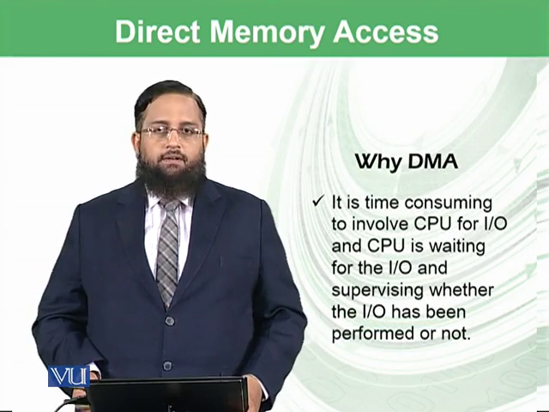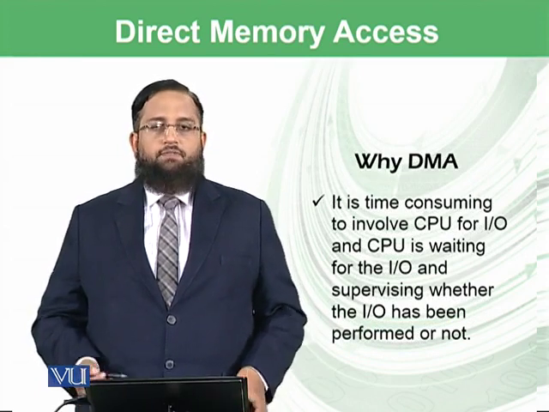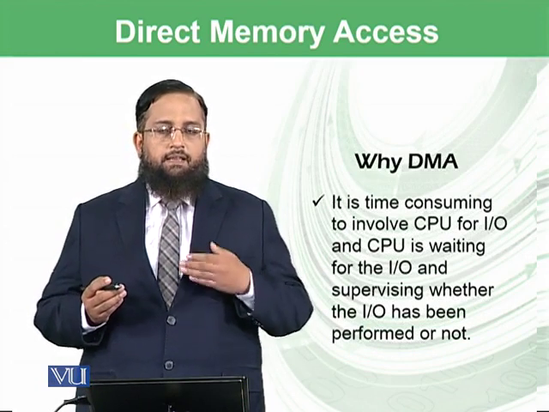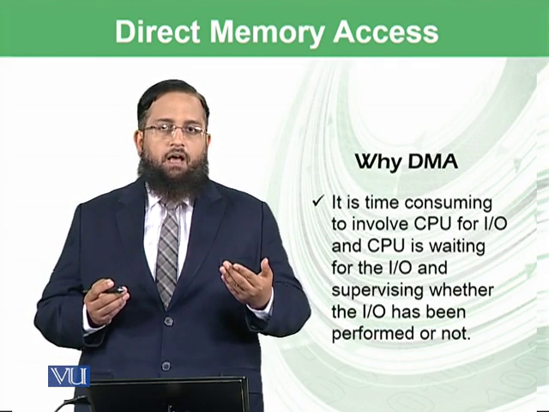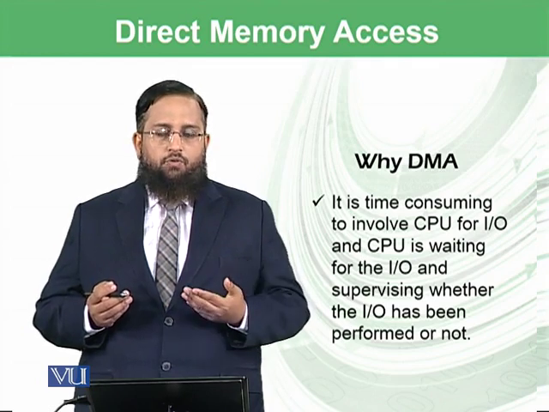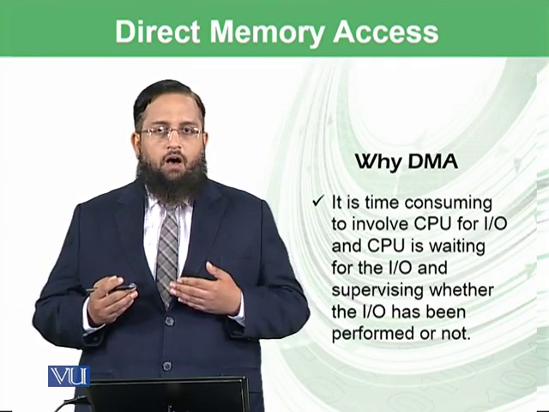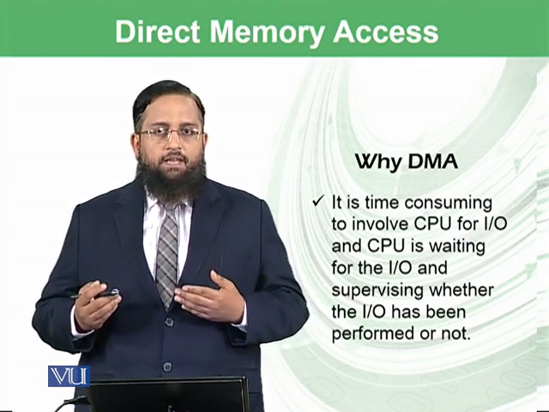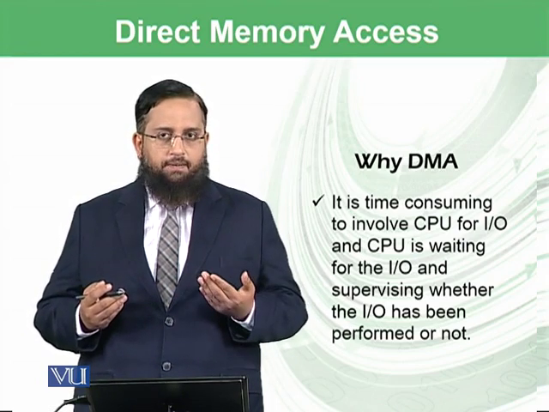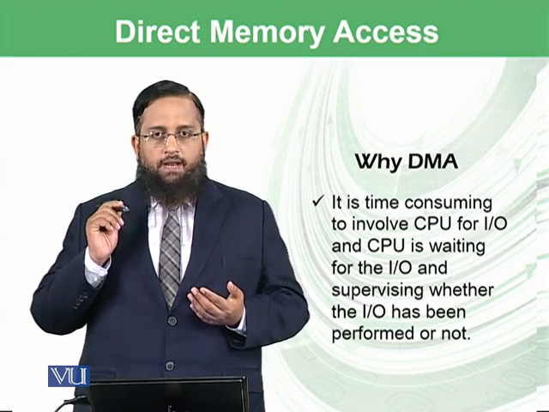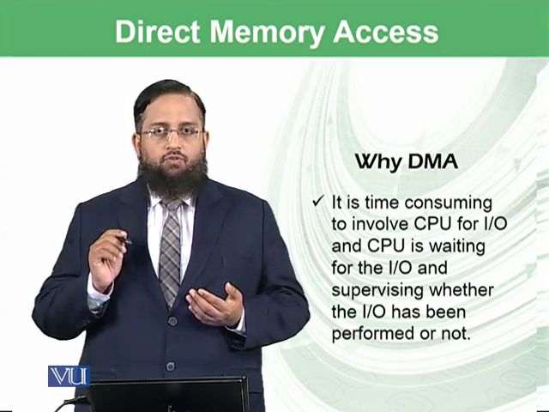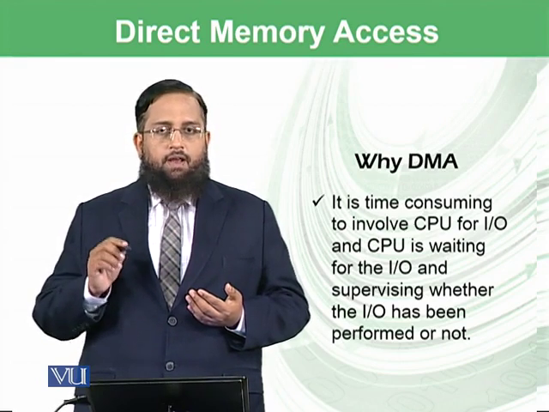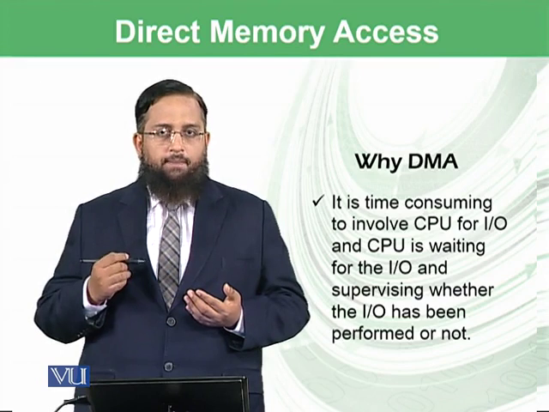Why do we need direct memory access? It is very time consuming for the central processing unit to communicate with the I/O. You know that our CPUs are very efficient. They perform billions of instructions in 1 second. So if they want to write something on the printer, they cannot wait for the printer to write each character and everything and then come back.